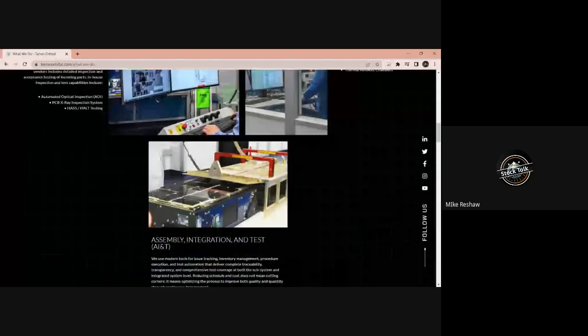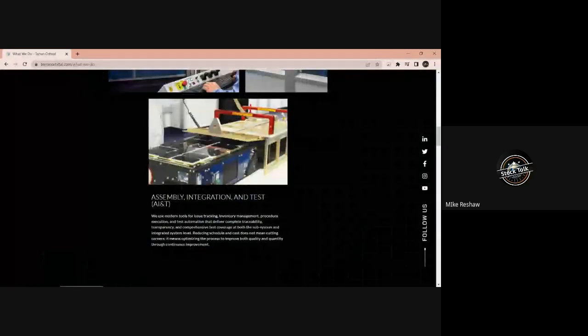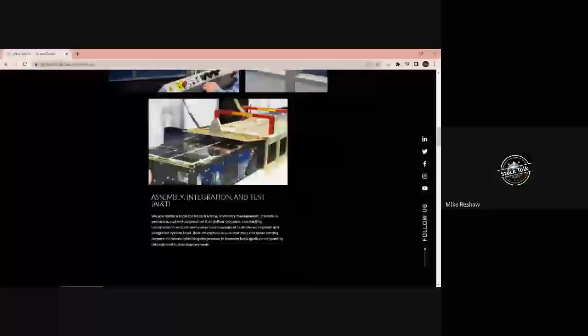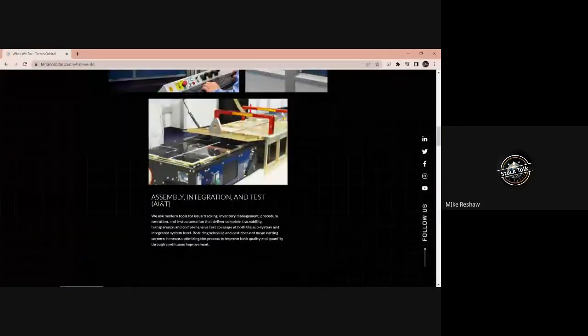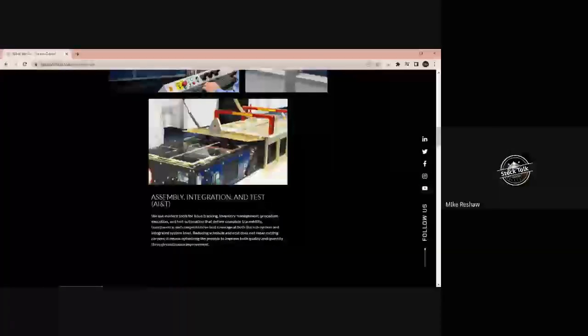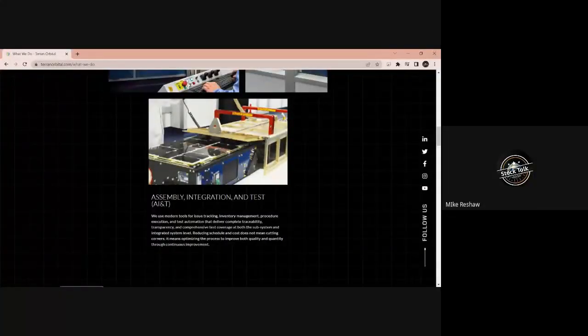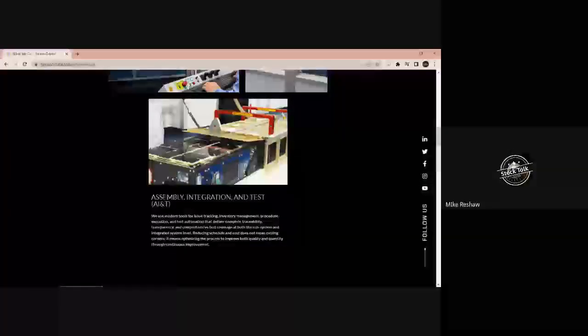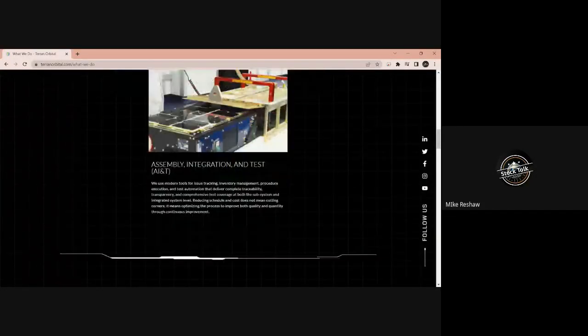Incoming inspection: quality control for Terran Orbital's approved vendors includes detailed inspection and acceptance testing of incoming parts. In-house inspection and test capabilities include automated optical inspection, PCB X-ray inspection system, and HASS/HALT testing. They also do assembly, integration and test, AI&T. They use modern tools for issue tracking, inventory management, procedure execution, and test automation, delivering complete traceability and transparency, with comprehensive tests at both subsystem and integrated system level, reducing schedule and cost. That does not mean cutting corners, of course. It means optimizing the process, which improves both quality and quantity through continuous improvement. Mission success is mission number one.